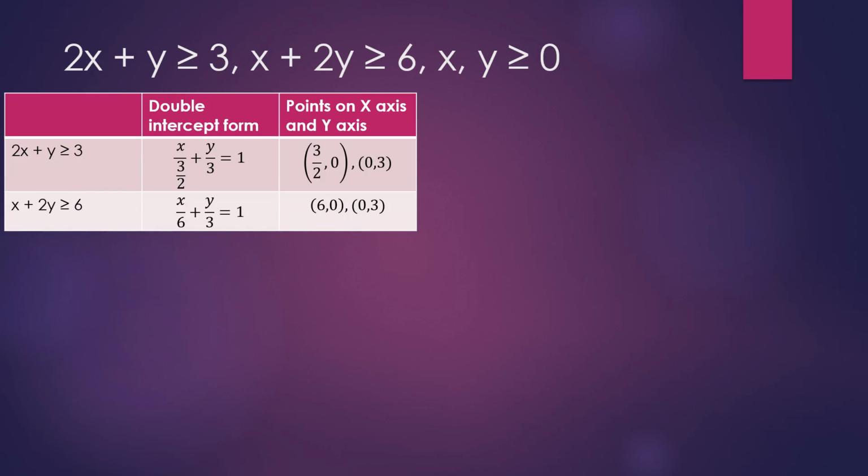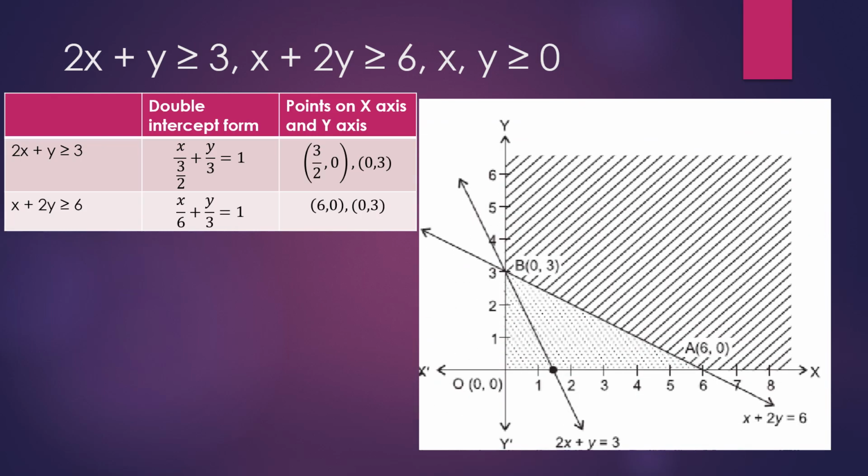You will show double intercept form. You will show points on x-axis and y-axis, and accordingly you will draw lines. So see, this is my first line. This is my second line. The intercept, see, it is 1.5. It is not compulsory to draw exact. You can draw rough sketch also. So 1.5 and 3. Then for second line it will be 6 and 3.